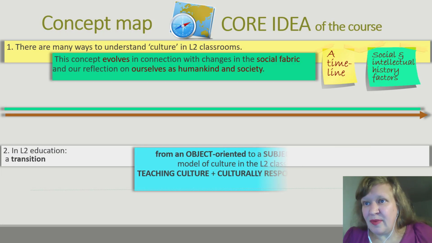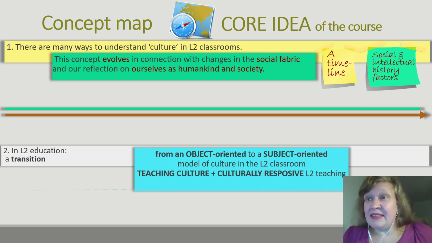The second statement is that in second language education, we have been observing a transition from an object-oriented to a subject-oriented model of culture in the second language classroom. And this transition is connected with the emergence of a new trend toward a culturally responsive second language teaching, besides the traditional trend of teaching culture in the second language classroom by topics and facts.